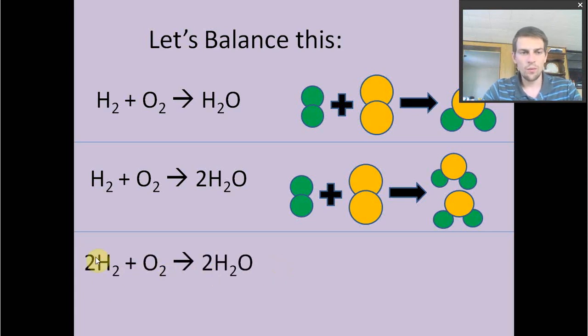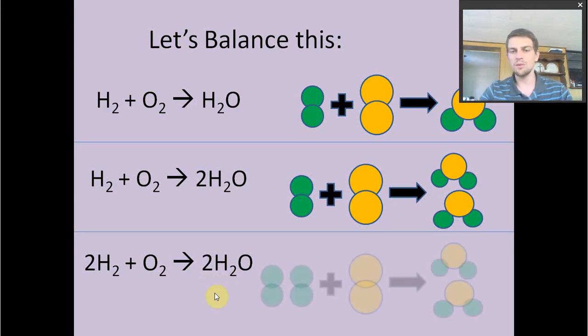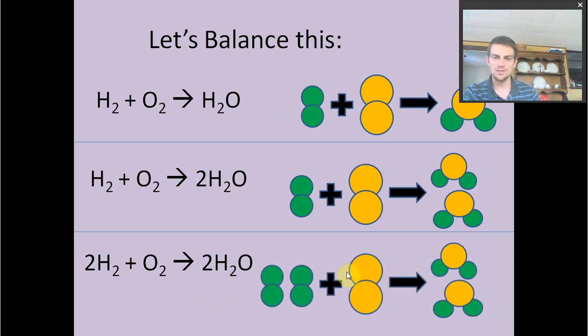Because I see 4 hydrogens over here on the left, 4 hydrogens on the right, 2 oxygens on the left, and because this 2 is out in front of the H2O, there's 2 oxygens on the right-hand side of this equation as well. So when we look at the diagram, we can check the box that it does work. We have 4 green on each side and 2 yellow on each side. So this equation is balanced now.